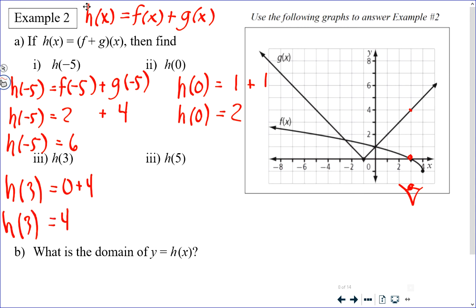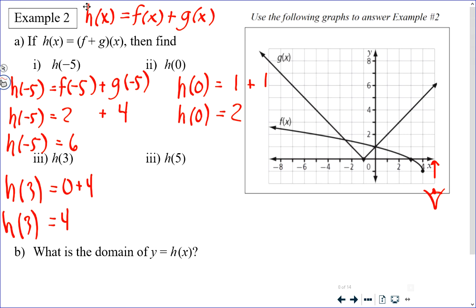All right, well, what about h of 5? So I go over to x equals 5, which is right here, and I look at that, and I add the two y coordinates. I take the y coordinate on F and add the y coordinate on G. Well, there's a problem. The problem is F doesn't exist there.